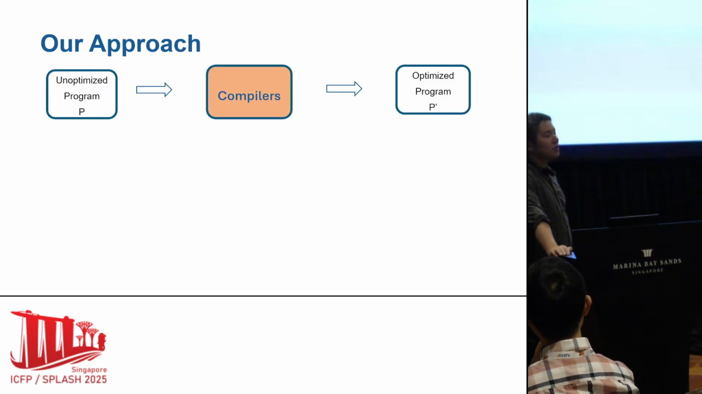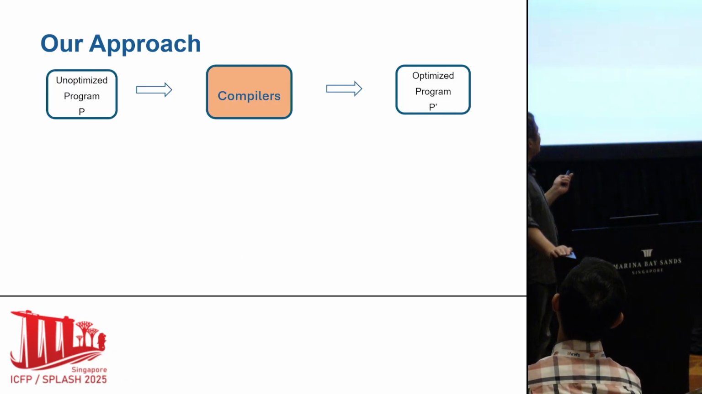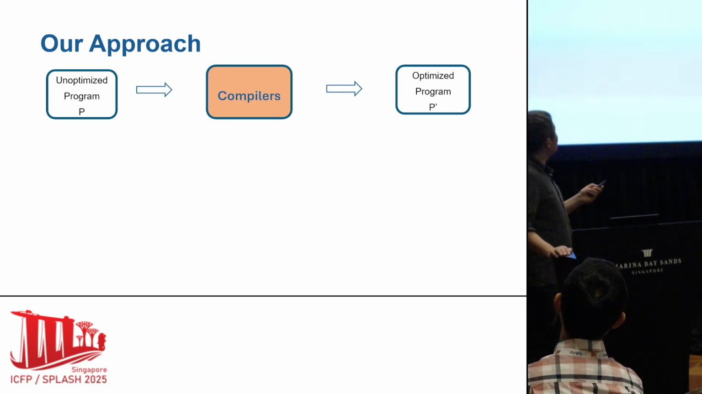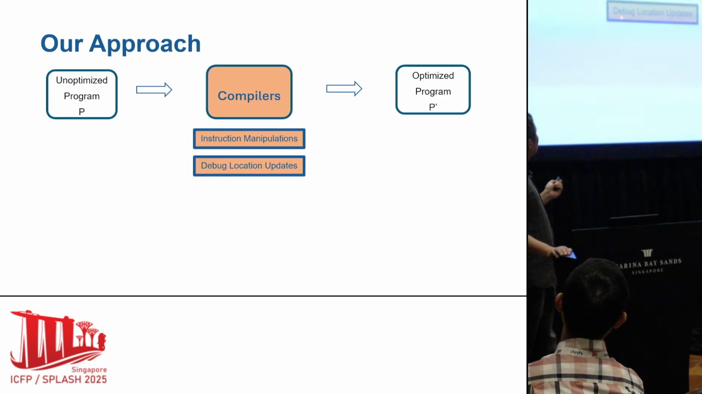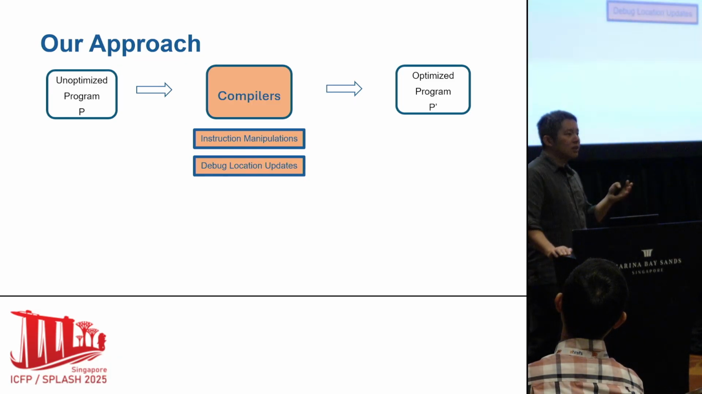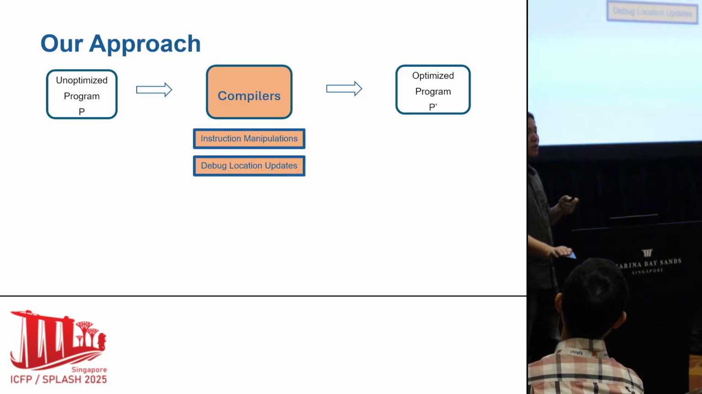Our goal is to do compiler validation with respect to debug location information generation, and our goal is to get rid of the inputs to P and P prime. What we do is that we gather information from within a compiler. In this case, we collect two types of information. One is instruction manipulation. The other is what the compiler did in order to optimize your code, in order to generate the debugging information for your optimized binary.